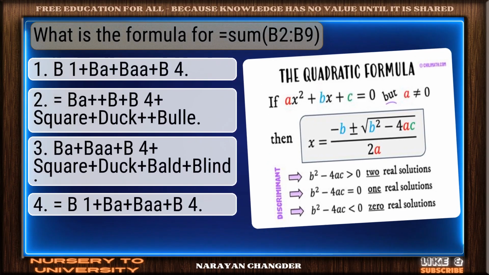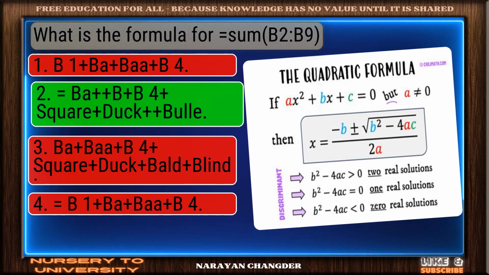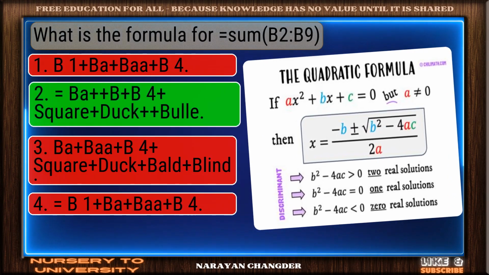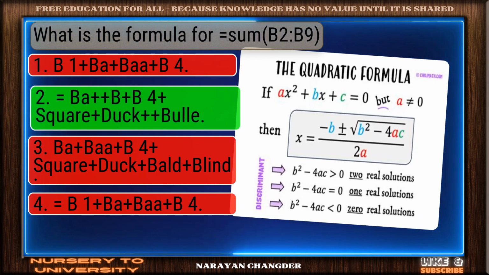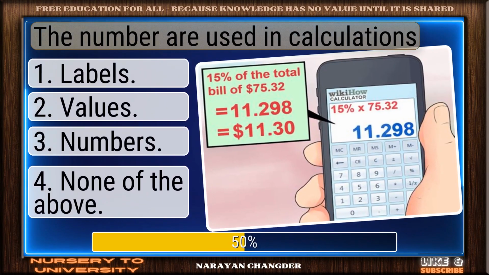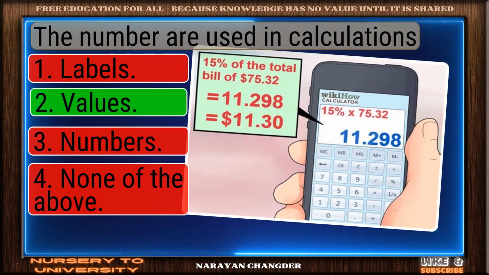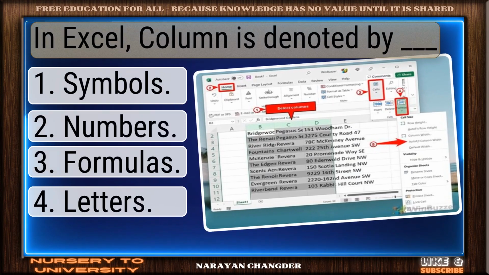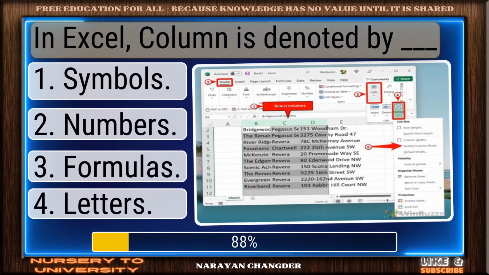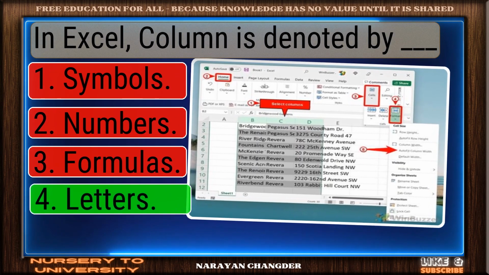What is the formula for equal to sum? Good thinking. Equal to B2 plus B3 plus B4 is the right answer. The numbers are used in calculations. Well picked. Values is the correct answer. In Excel, column is denoted by dash. Smart move. Letters is an accurate answer.